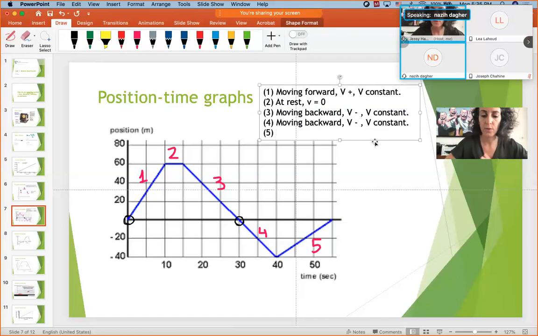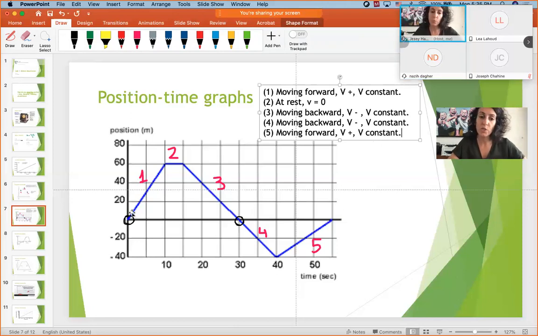Item 5, it's moving forward. The velocity is negative. Okay, V is in the negative direction, actually positive, and V is constant. So which means you can just, okay, maybe I can draw a ruler.